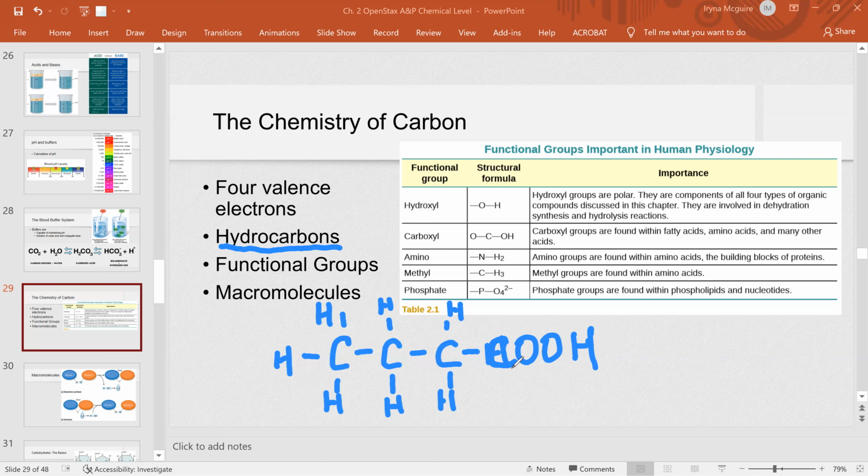So the point is carbon forms covalent bonds with another carbon or with other atoms, and very often there are other atoms, and they form what we call functional groups.